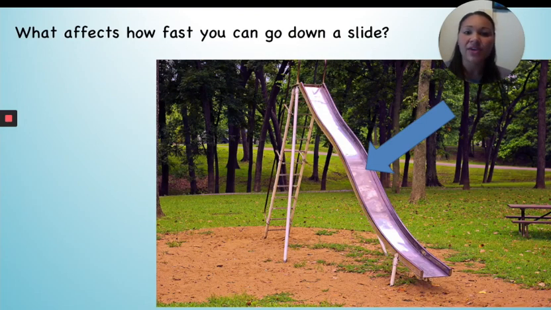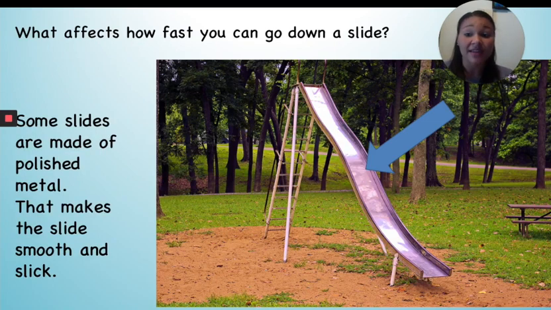Okay, I bet you asked the question, what affects how fast you go down a slide? And you may have thought about, well, it's the material the slide is made of. And you are right. Some slides are made of polished metal. That makes the slide smooth and slick. Those are my favorite slides. I always go the fastest down those.